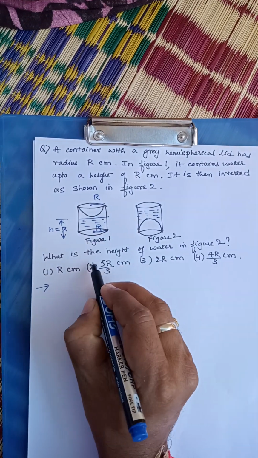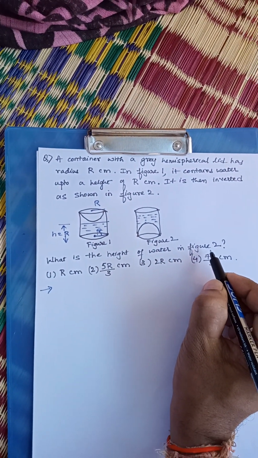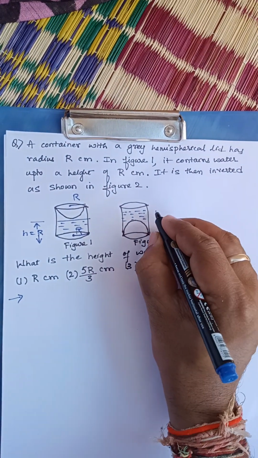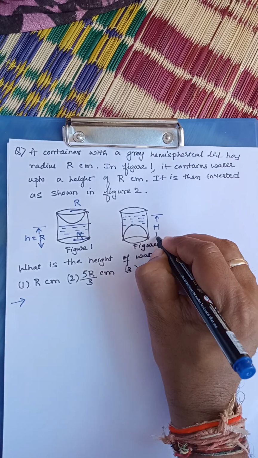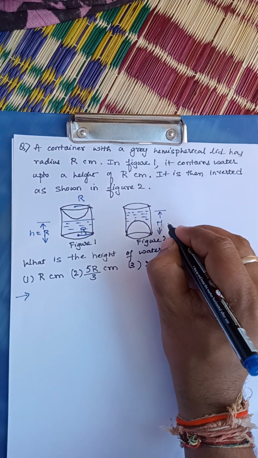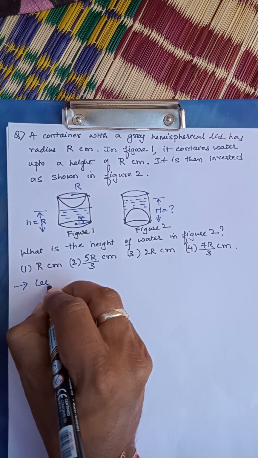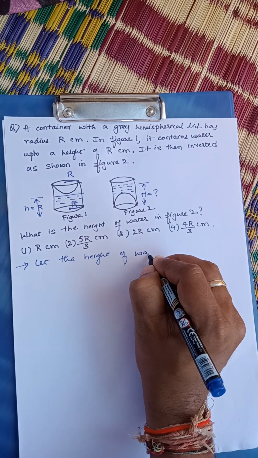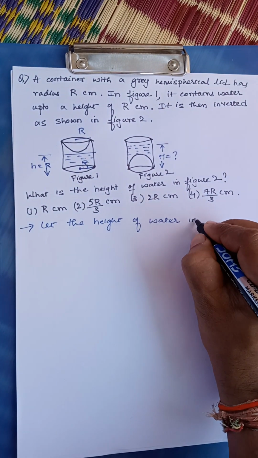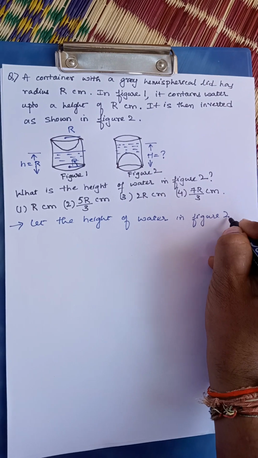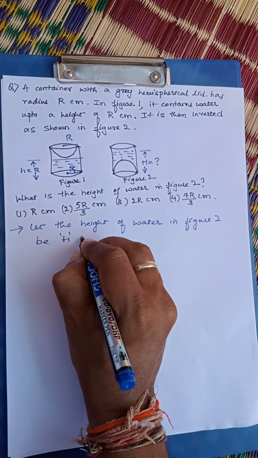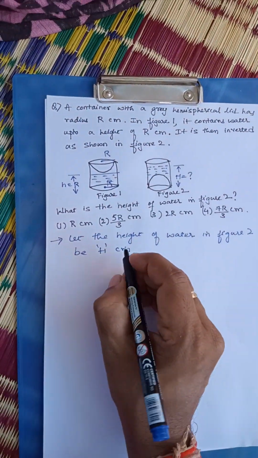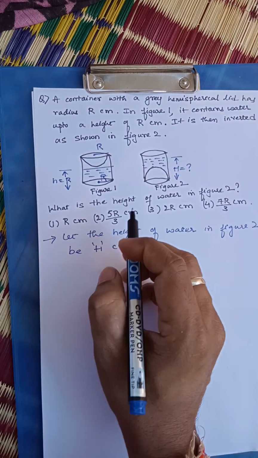Now, what is the height of water in figure 2? Let's assume the height of the water in figure 2 as h. We need to find out what is the height of the water in figure 2. So let the height of water in figure 2 be h centimeter. Because it is given as r centimeter, the height also will be in centimeters. It is advisable to take centimeters as the unit of h.